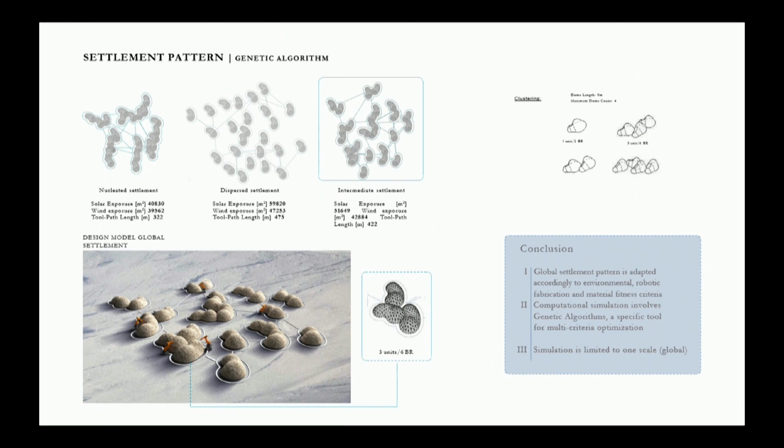The dispersed settlement was actually the opposite scenario. Due to the fact that houses were completely detached from each other, it was inefficient for wind exposure. Therefore, the intermediate settlement clustering system was selected as a balanced solution between all the criteria. What was important to mention in this kind of simulation is that the scale of simulation was really important, and the abstraction of data was important as well. We couldn't implement all the environmental criteria within one simulation, so we needed to choose carefully.